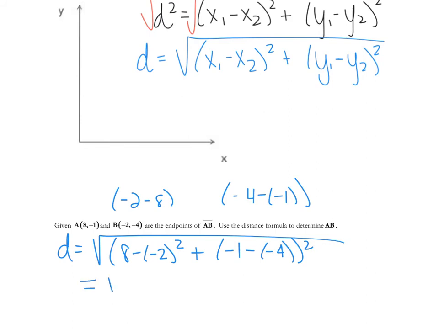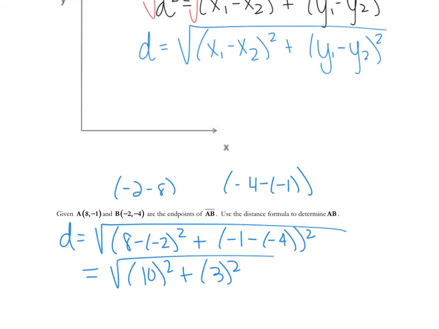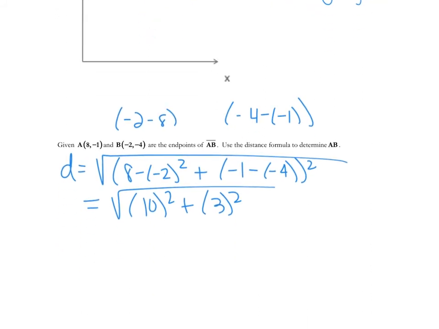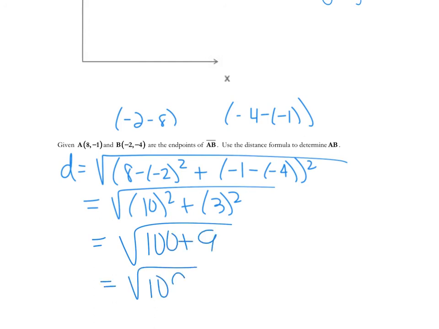So distance equals 10 squared plus 3 squared. When you are done squaring these, you should get 2 positive numbers to add together. So 100 plus 9 gives me the square root of 109. 109 cannot break down into anything, so you are done with the problem.